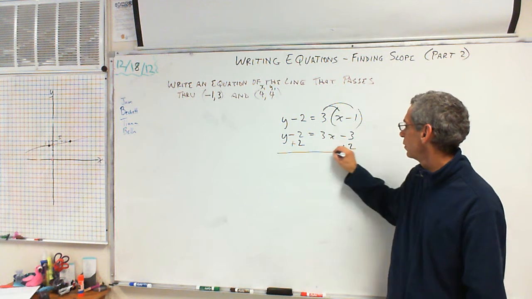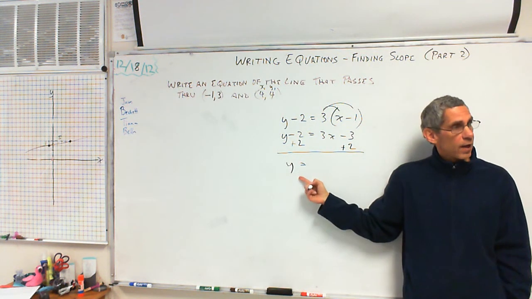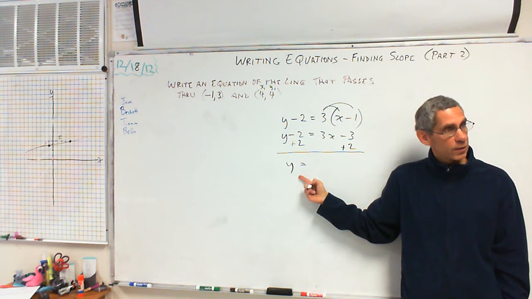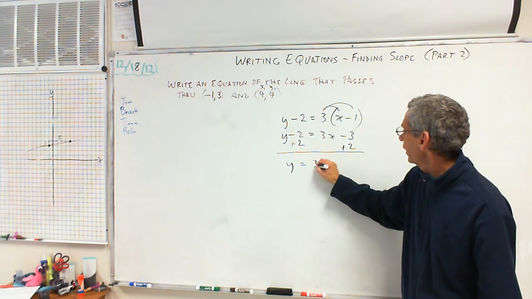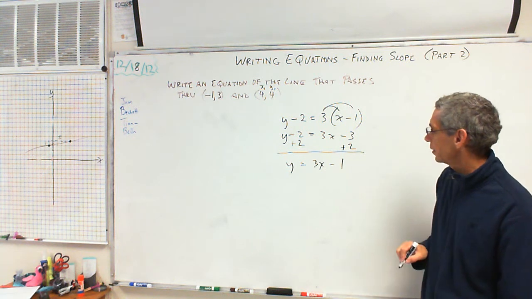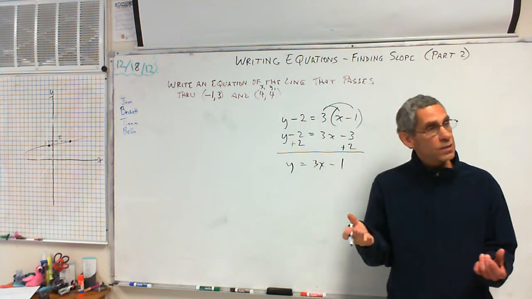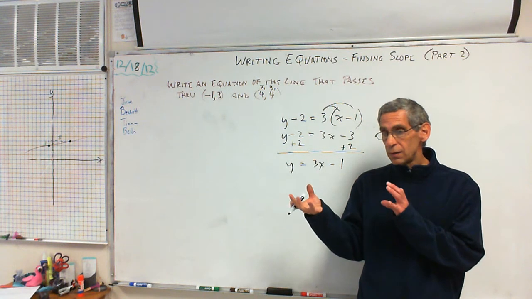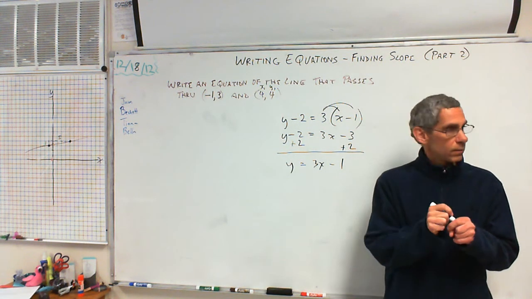I add 2. I have y equals. There we go. As soon as I have y equals, I'm in slope-intercept form, basically, right? As long as it says y equals 3x minus 1. Exactly. Does that make sense? So that's how you always, so it's very easy to use point slope form and then convert it really fast to slope intercept. Very easy.